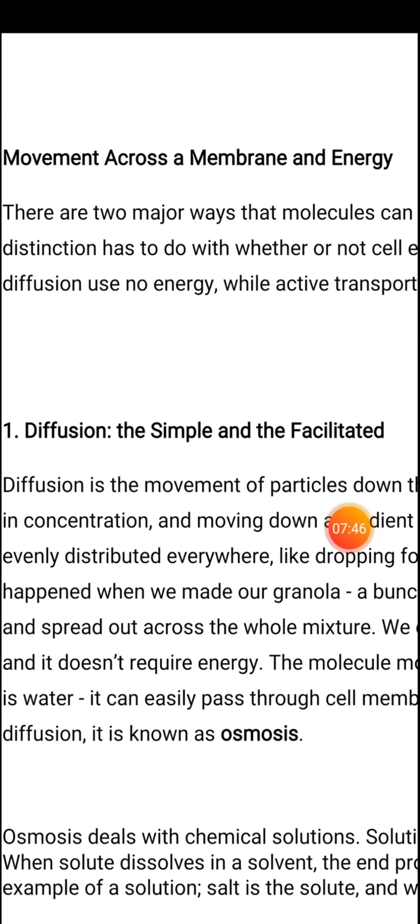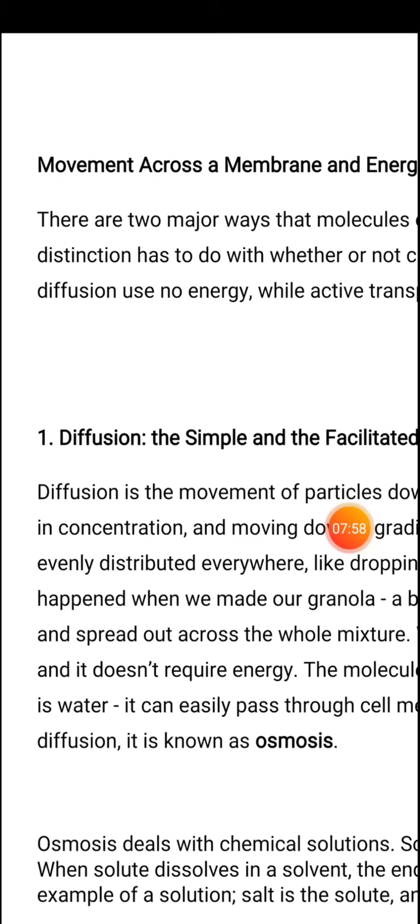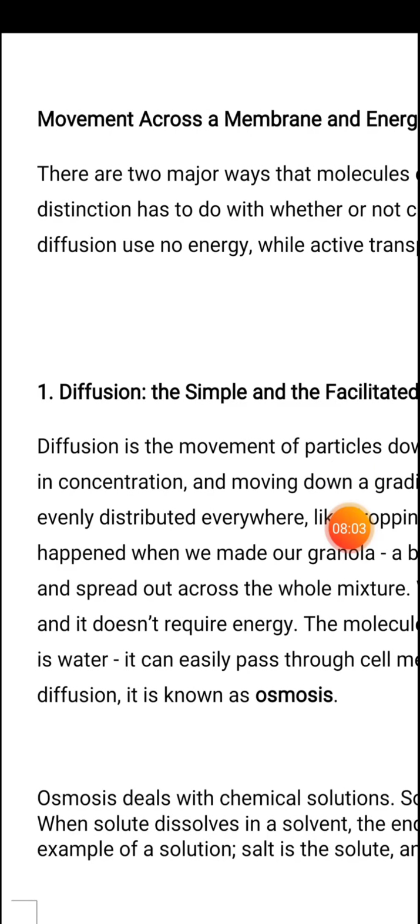Diffusion means simply moving from one part of the cell to the other according to the concentration gradient. That means wherever the water molecule concentration is high, from there to the other part. And whenever the process is diffusion, there is no need of energy. Remember one thing, anything that has to pass the plasma membrane has to be in two conditions: either it has to use energy or it should not use energy.